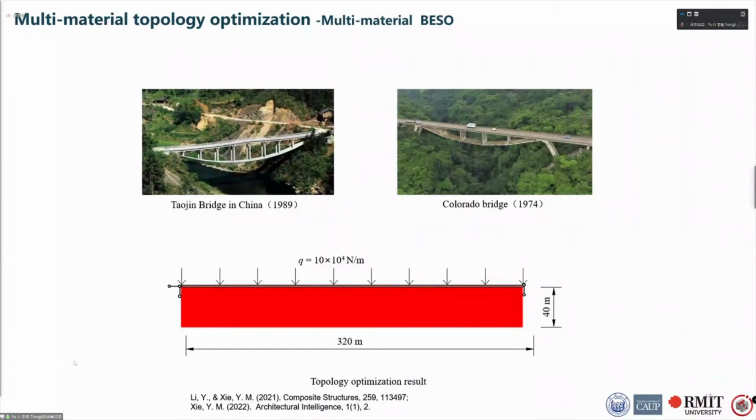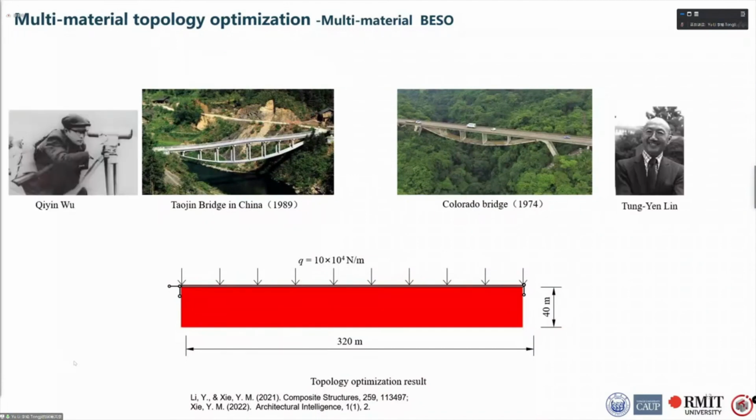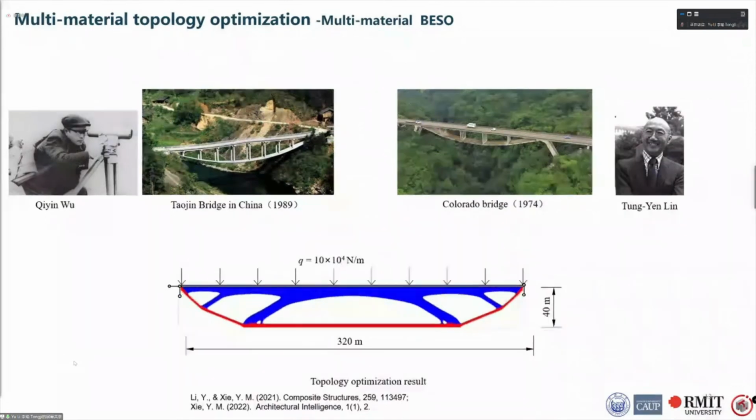Here we use this method to simulate a kind of bridge form, which is the stress ribbon bridge. The structure obtained by using multi-material topology optimization is very similar to the two famous rail bridges, which are named Tongji Bridge and Colorado Bridge, designed by Qin Wu and Tong Yanlin, respectively.